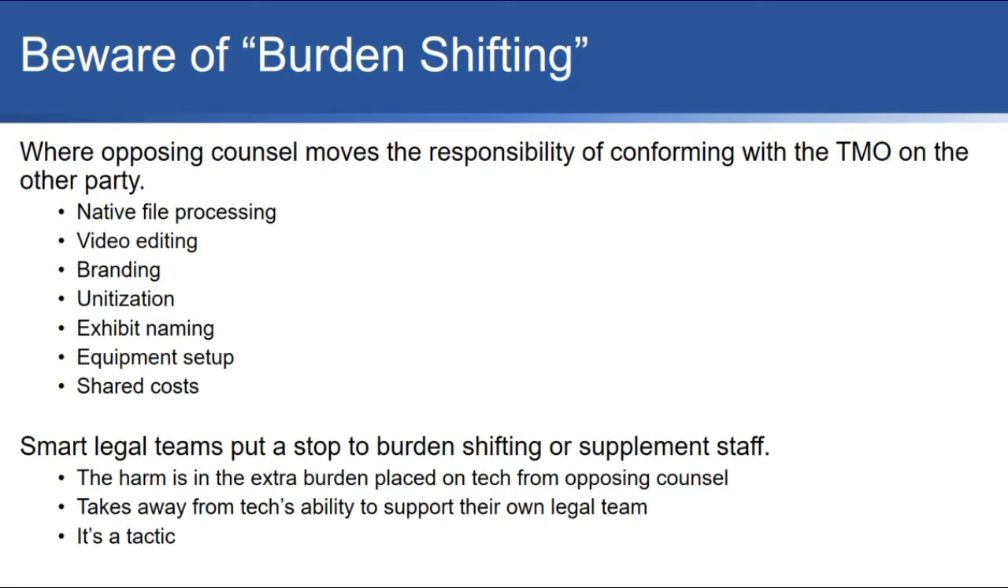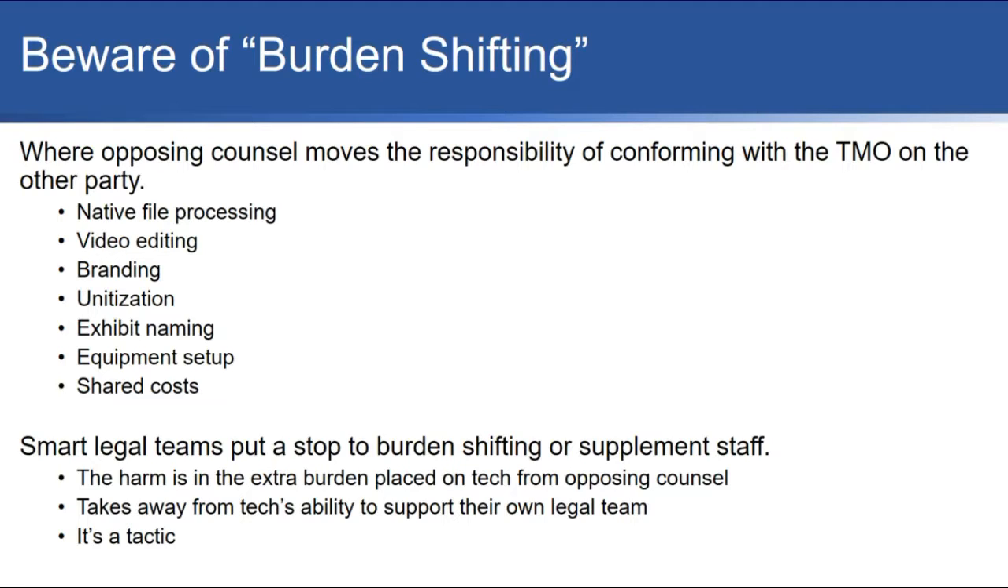So examples of this would be where the opposing counsel didn't brand the documents correctly or gave you bad unitization, didn't name the files according to the trial management order, or maybe they just gave you a CD with all the exhibits and gave that CD one exhibit number. All those things have happened.